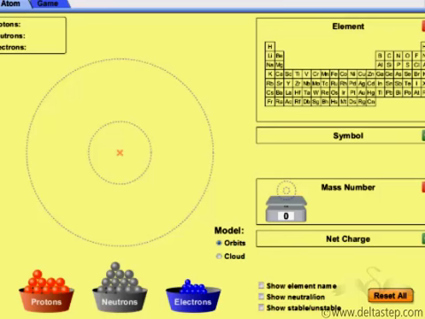So let's calculate the mass number of any given atom. So let's add protons to this atom. So we have 1 proton here, 1 neutron. So we know that the mass number is equal to the number of protons and neutrons present in the atom. So we have 2, so the mass number comes out to be 2. Now let's add electrons to this atom. Still you see that the mass number remains 2. It is independent of the number of electrons present in the atom. So that is why we know that the mass number depends only on the number of protons and the number of neutrons which are present in the atom.